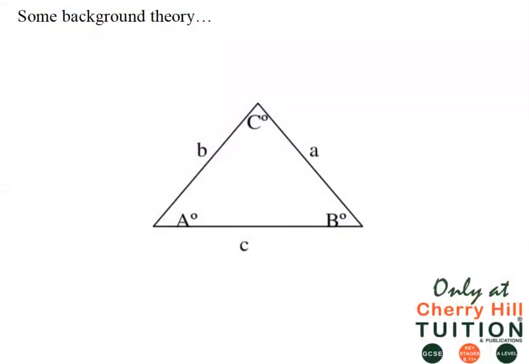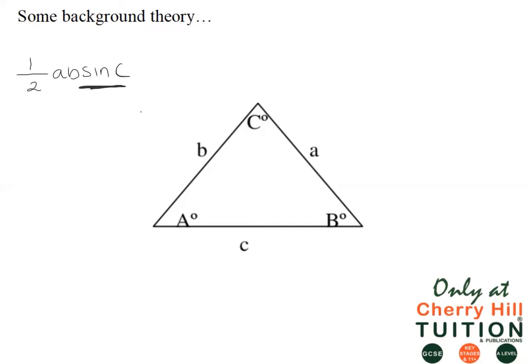Before we get started with the carefully selected questions, let's just go over some background theory. The two things that we will be going over in this video are the area of non-right angle triangles and also the sine rule. The formula that you need to know for the area of a non-right angle triangle is half AB sine C. I would suggest that you write this down somewhere because you will need to use this a lot. Half AB sine C. The angle C has to be the angle in between your lengths A and B.